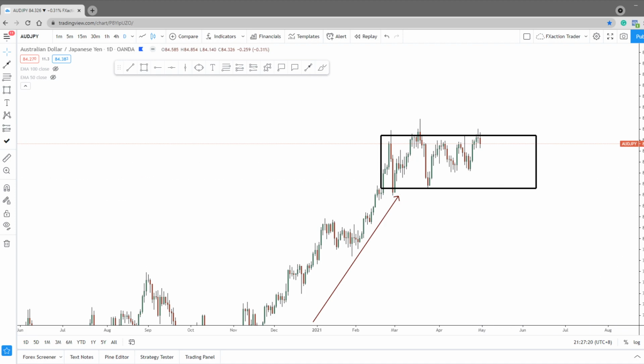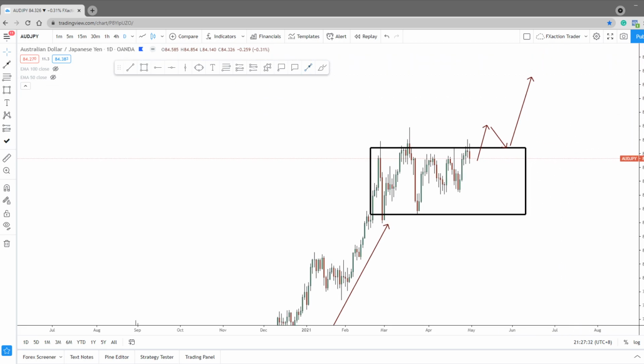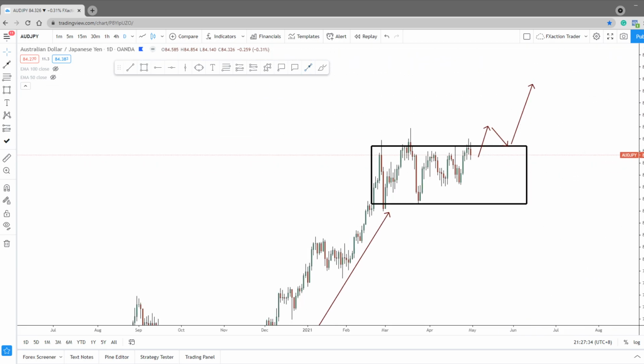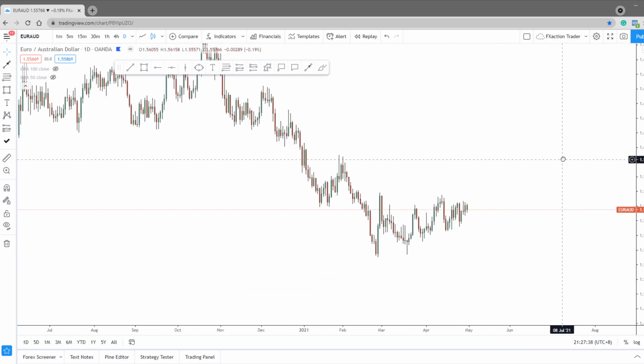So I'm going to wait for a clear break above the structure, a pullback, and then we are going to enter for a buy trade in order to trade along with the market trend. So let us have a look at EUR AUD.